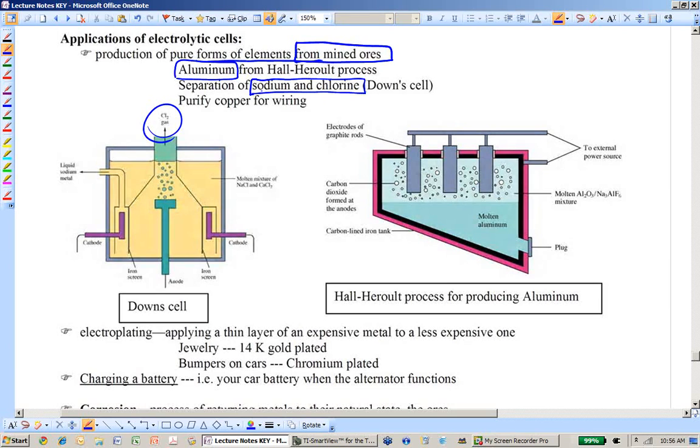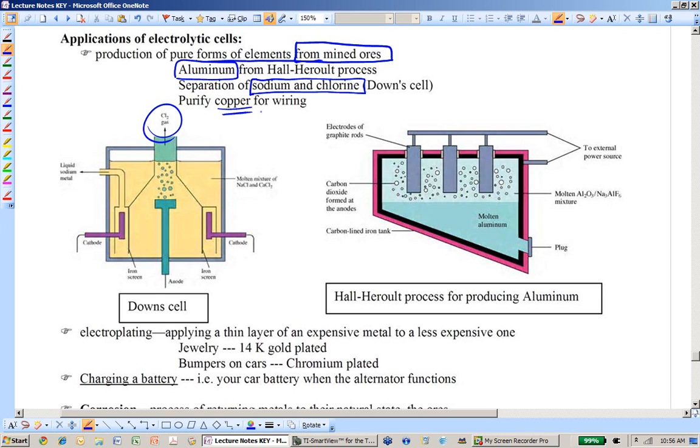Chlorine gas is a huge industry because all of the municipal water supplies work off of chlorine as a disinfectant to kill bacteria in our water supplies. Purifying copper for wiring. We use copper for a lot of things, not just decorative things. We use copper wires in all kinds of stuff. And so that's a big thing.